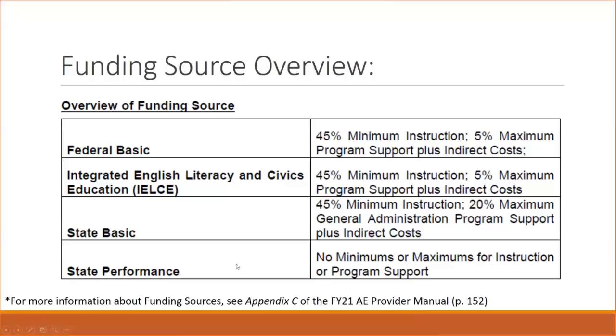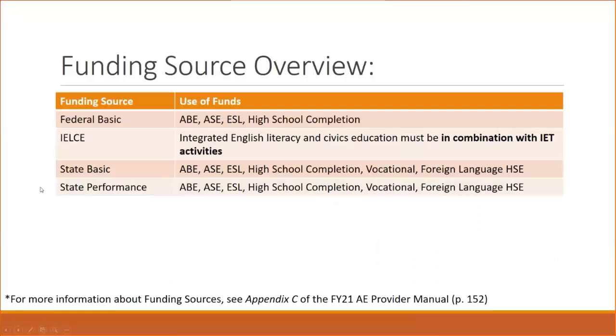We're just going to be doing a very quick, very brief overview of the funding sources today. So each of the funding sources has a different series of instructional categories that you can use it for. So Federal Basic, you can use for adult basic education, adult secondary education, English as a second language, and high school completion.